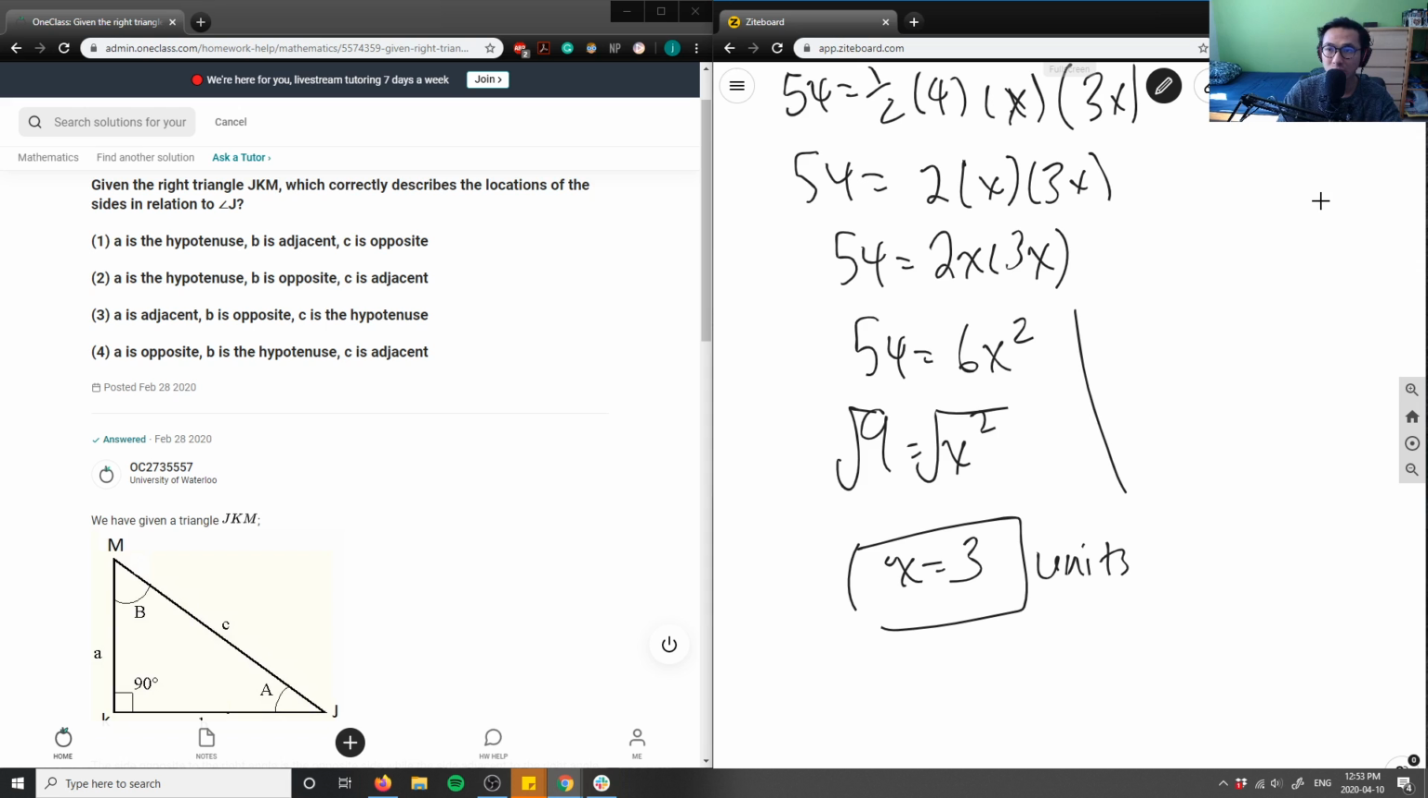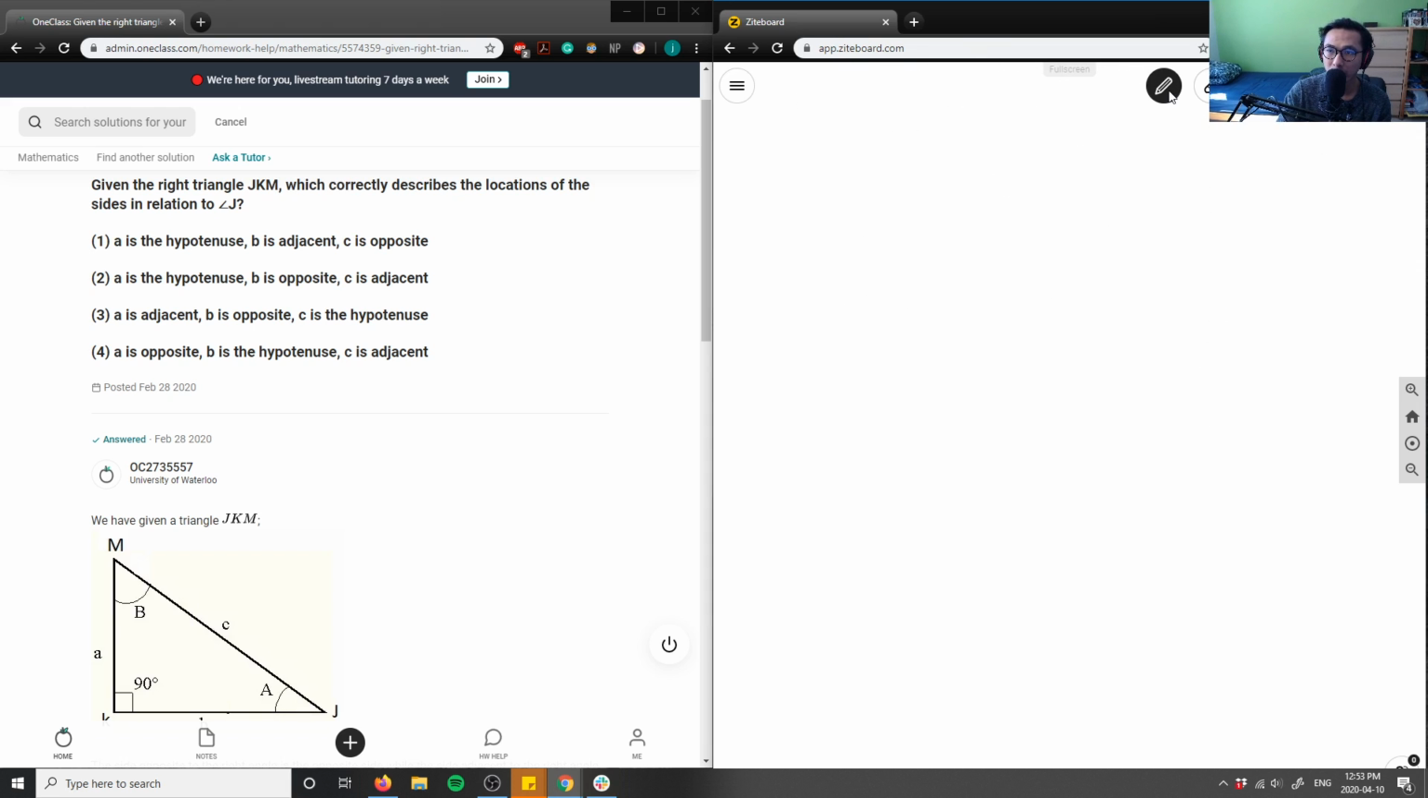So I'm on question 9 now. I have just under 7 minutes, so hopefully about 4 minutes per question. It's question 9. It's saying, given the right triangle JKM, which correctly describes a location in relation to angle J. Okay, so I'm going to draw the exact same triangle here because I wasn't given the triangle. Here's a right angle. This here's J, K, and M. What describes the location in relation to J?